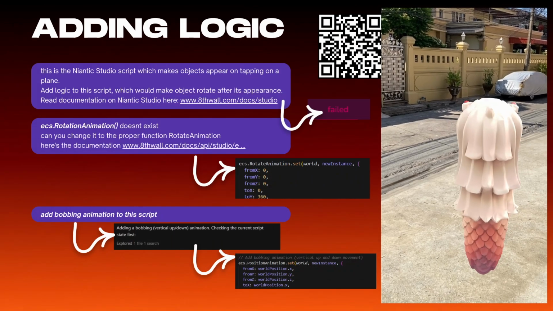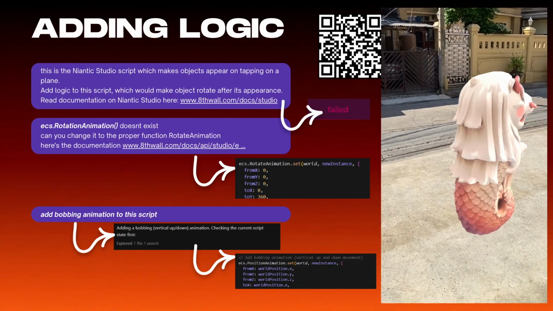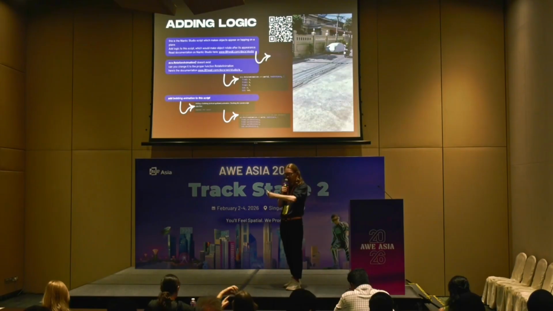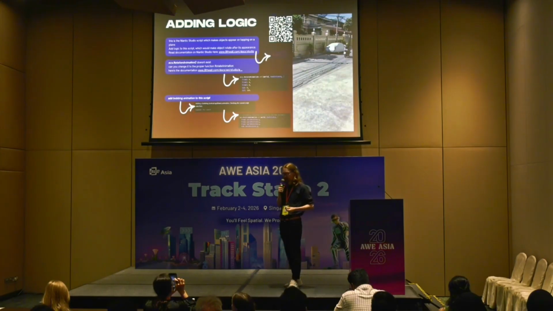By the way, this is the QR code you can use to see the lens. You can try this QR code. It's a WebAR lens, so you don't have to install anything. It works just in your browser.